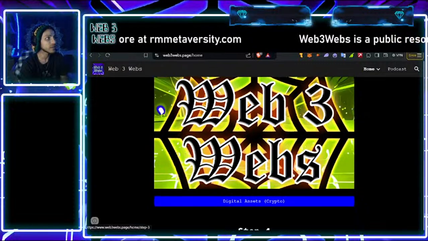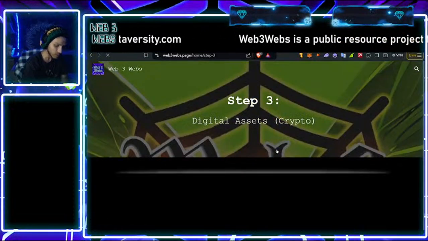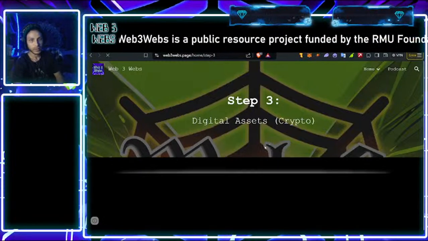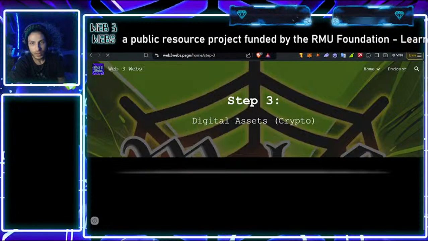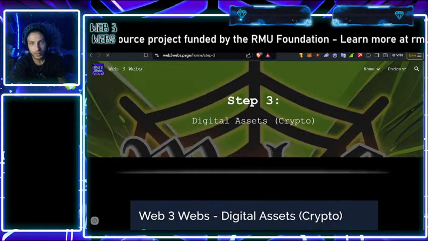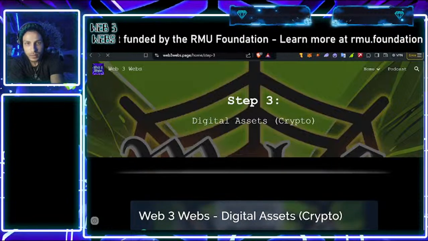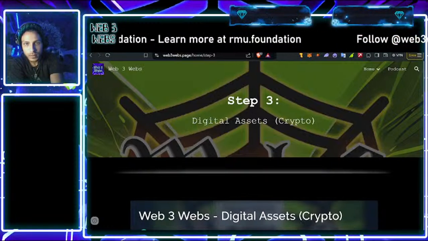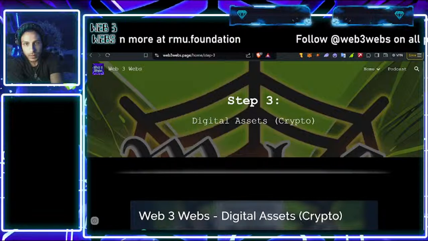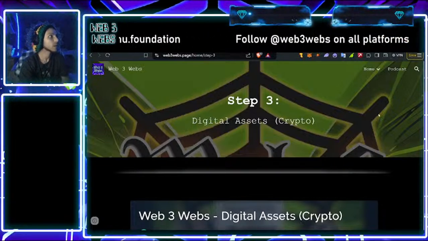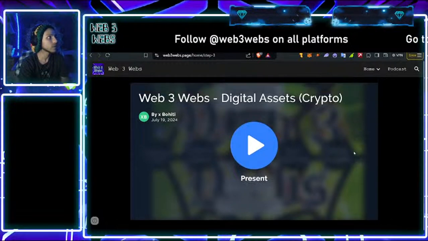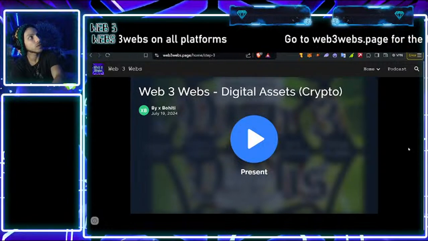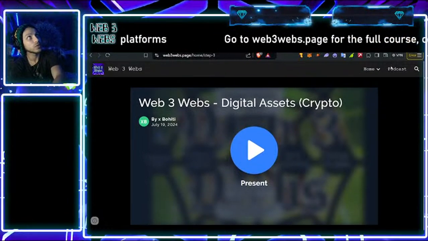So we are in step number 3 now, digital assets. Let me make sure everything is aligned properly. It's kind of crooked. There we go. Okay. So we're going to go into this presentation. You just scroll down and click. Remember I said no sign up, no credit card, no bullshit. You just go straight to it.